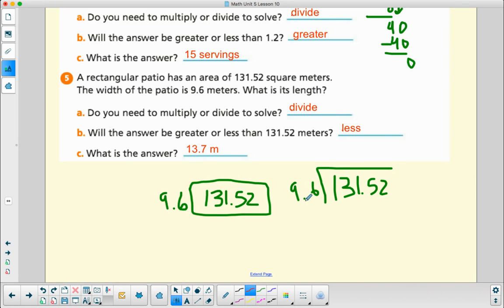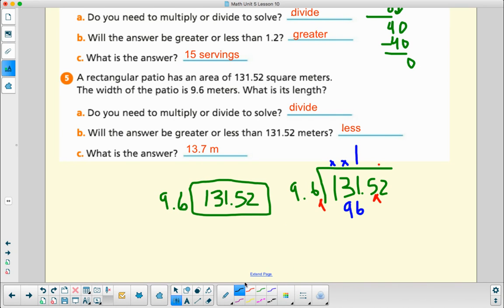Change colors. Multiply by 10 changes my divisor to 96. Multiply my dividend by 10 changes my dividend to 1,315 and 2/10. Now, any 96s in 1? Nope. Any 96s in 13? Nope. Any 96s in 131? Yep. There's about 1 100 in 131, so there's about 1 96 in 131. So my estimate is 1. One group of 96 is 96.